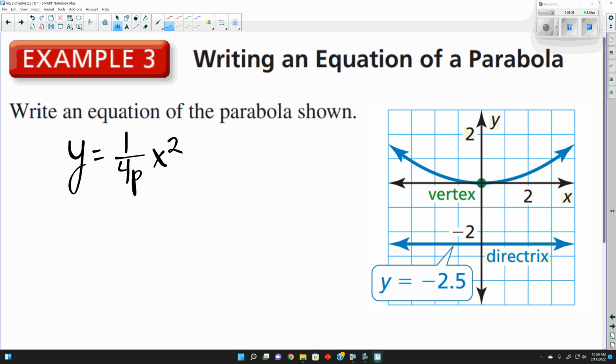Now if the graph opens to the left or to the right, it's going to be x equals. If it's up or down, it's going to be y equals.